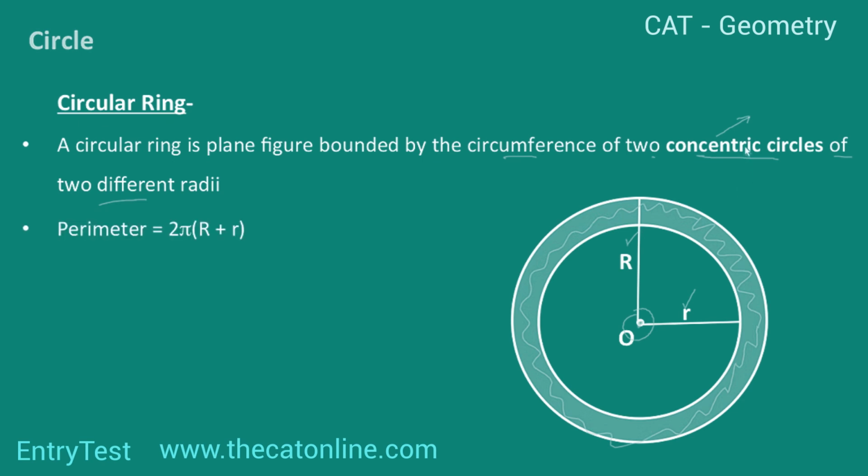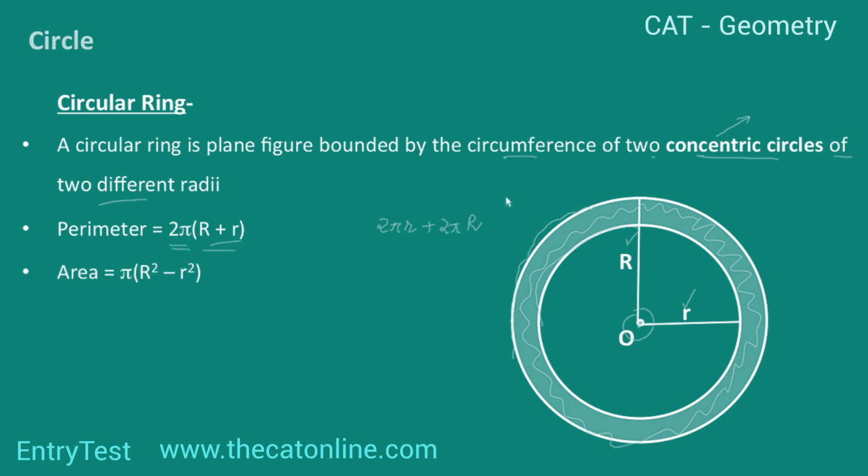If I have to look at the perimeter of this, perimeter is the length of the boundary. So this is the internal boundary that I have, and this one is the external boundary that I have. So the perimeter would be the internal boundary, which will be 2 pi small r, and the external boundary, which will be 2 pi capital R. Taking 2 pi common, I'll get my answer as 2 pi times capital R plus small r.